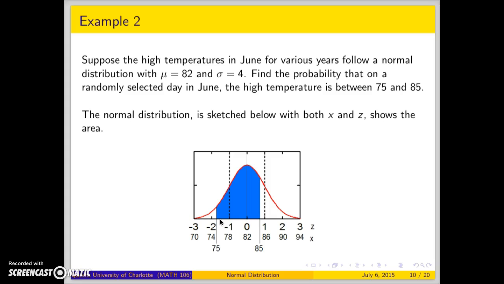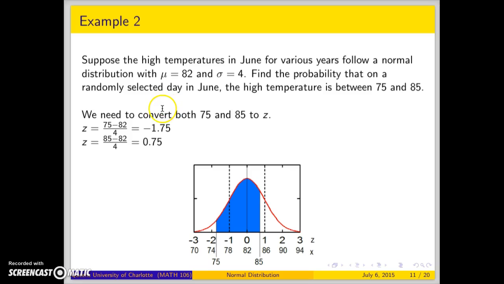And an x of 85 looks like it could be close to 0.75. Now these are just approximations, but that gives you an idea of what our numbers should be around when we use the formula to convert x's to z's.